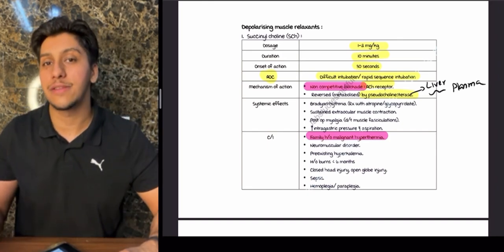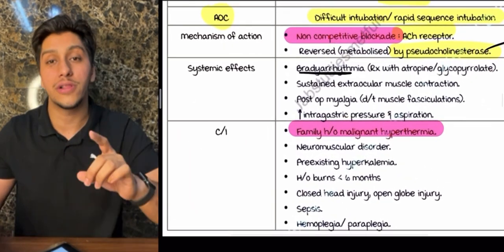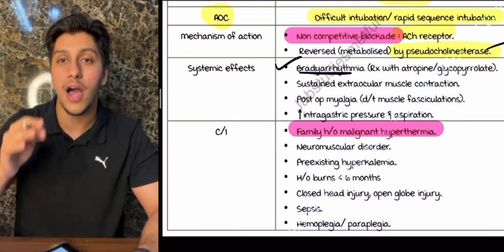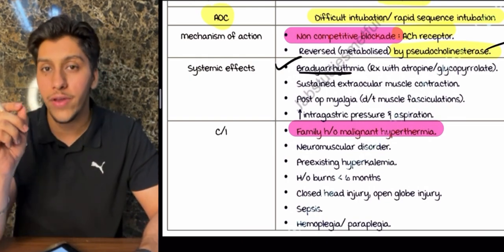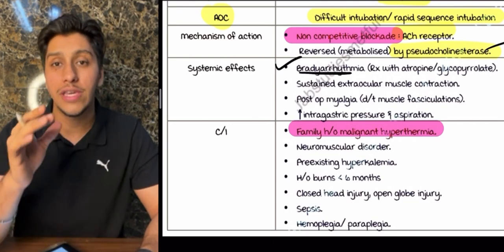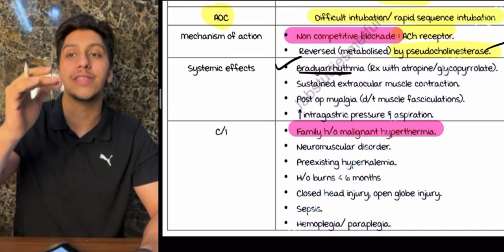Now, what are the systemic side effects? First of all, remember it causes bradyarrhythmia because all the acetylcholinergic effects are happening. So it is going to cause bradyarrhythmia. Heart rate is going to fall. That is why, before giving succinylcholine, you give some drugs like atropine or glycopyrrolate so that they can help to increase the heart rate.